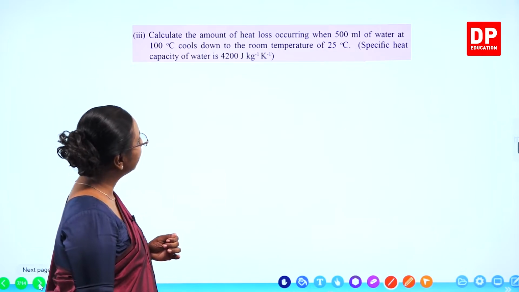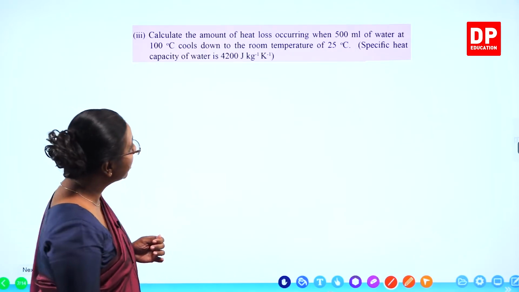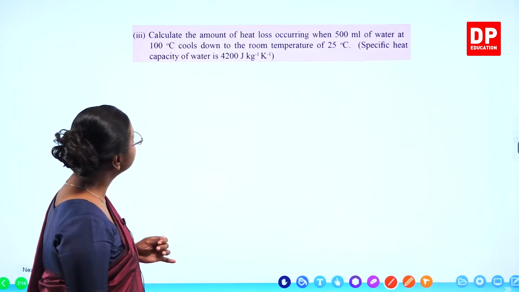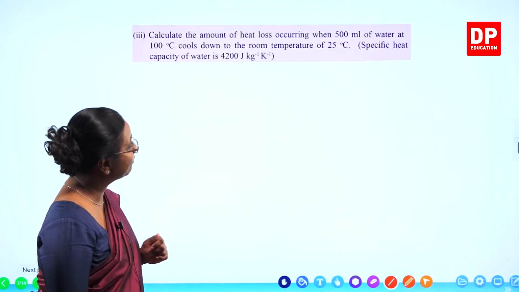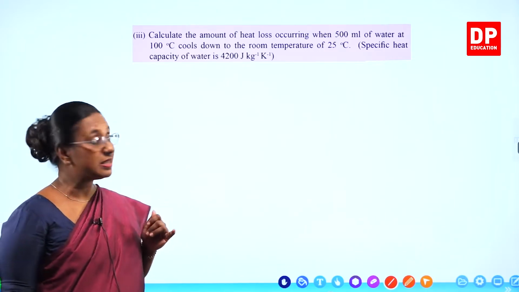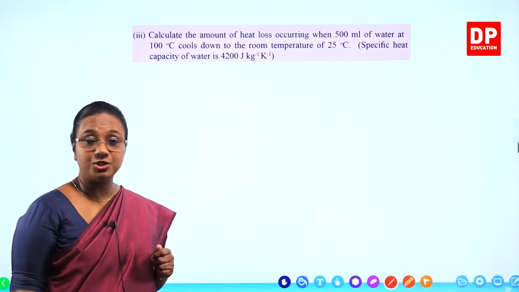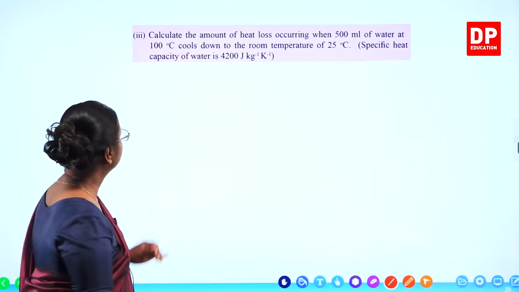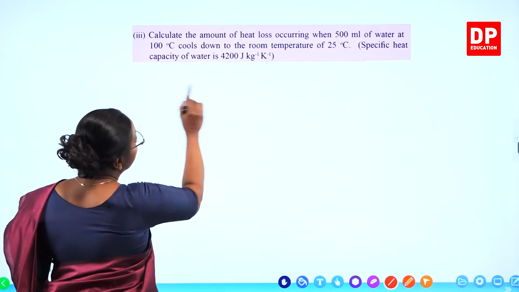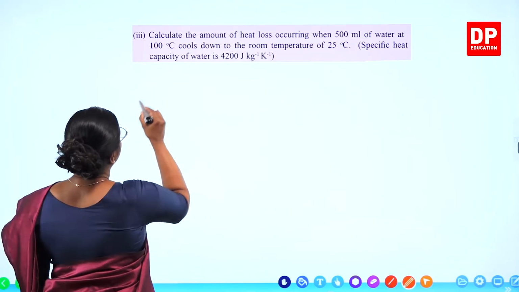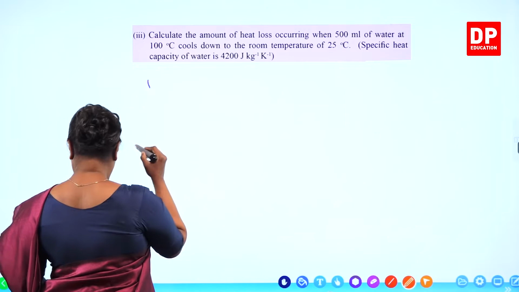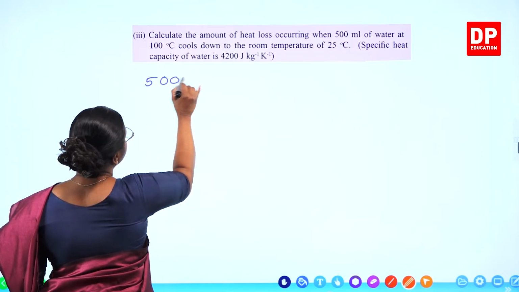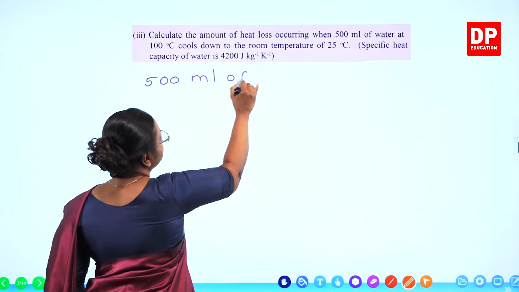Calculate the amount of heat loss occurring when 500 milliliter of water at 100 degrees Celsius cools down to the room temperature of 25 degrees Celsius. And the specific heat capacity of water is given to you as 4200 joule per kilogram per Kelvin. So as I always do, students, normally I write down all the data. So here we have the volume of water. We have 500 milliliters of water.